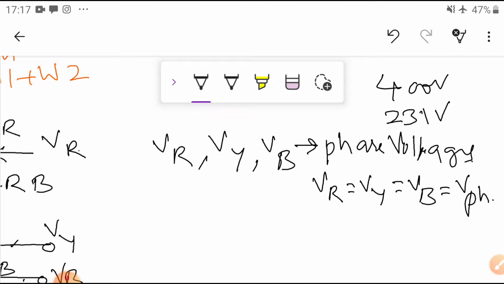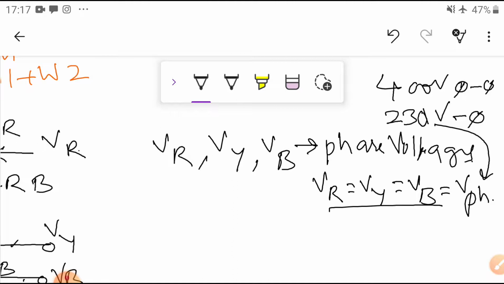So we are taking the 230 volts as the phase voltage, and this is the phase to phase voltage, that is the line voltage. Now we take these values here as phase voltages. All are assumed to be equal voltages, that is the V phase RMS values.